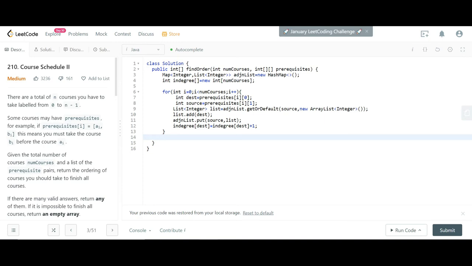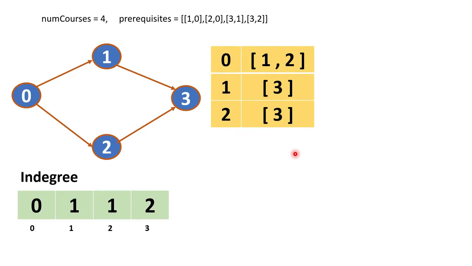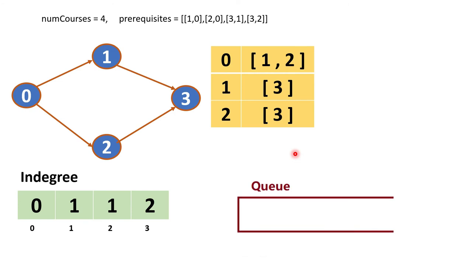Next, we have to define a queue. Why this queue is required is that we have to scan through this in-degree array and check which node has in-degree value as 0. If we have multiple nodes which have in-degree value as 0, we have to put them inside the queue. Here I have in-degree value as 0 for this one, so I will put this 0 node.